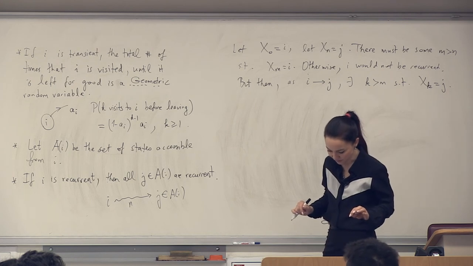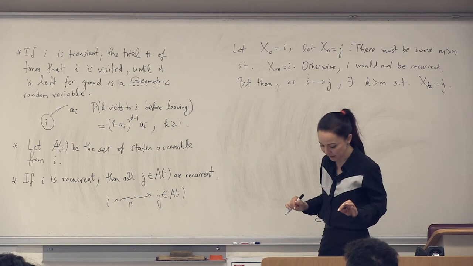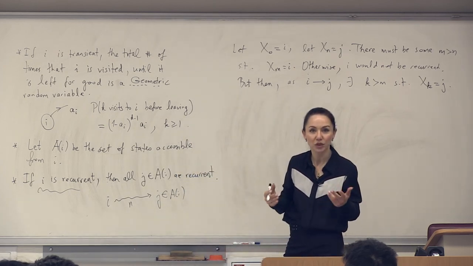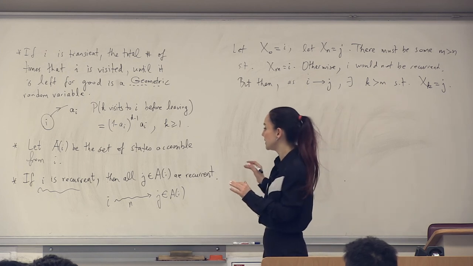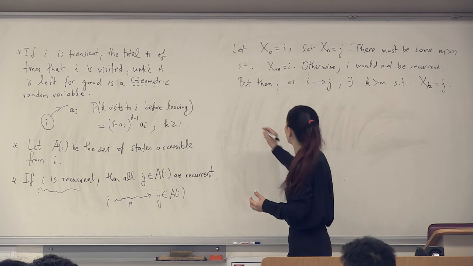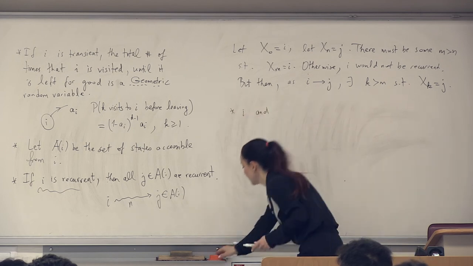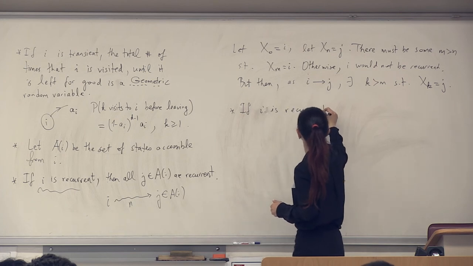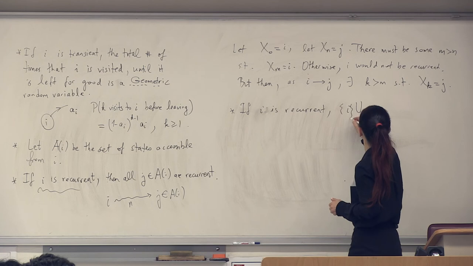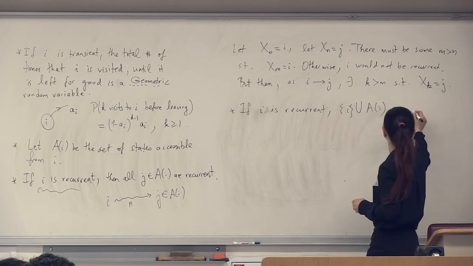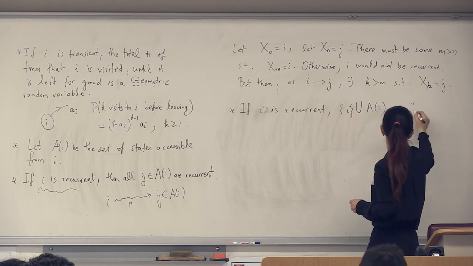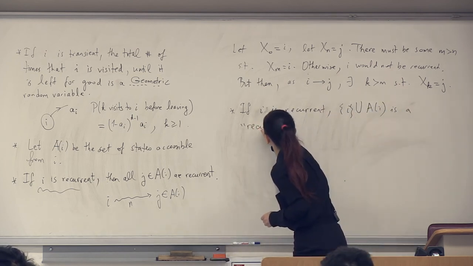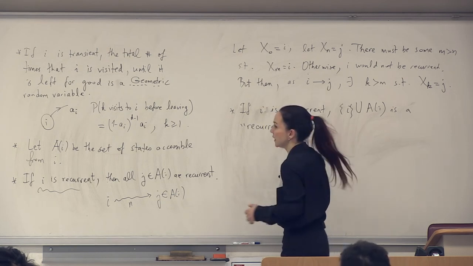All right. So basically, if state i is recurrent, every state that communicates with i is also recurrent, and what we say is they form a recurrent class together. So basically, if i is recurrent, i union A of i is called a recurrent class, or simply a class. They form a class together.